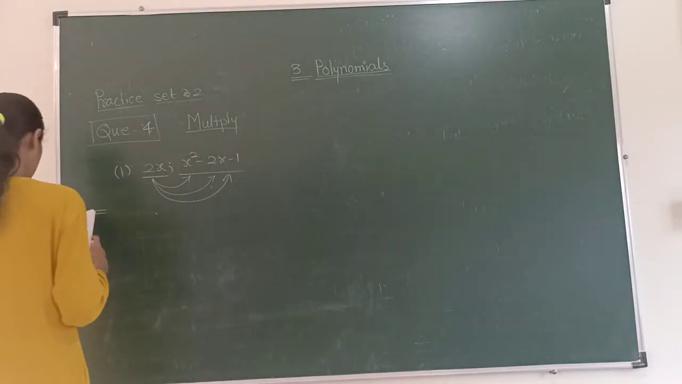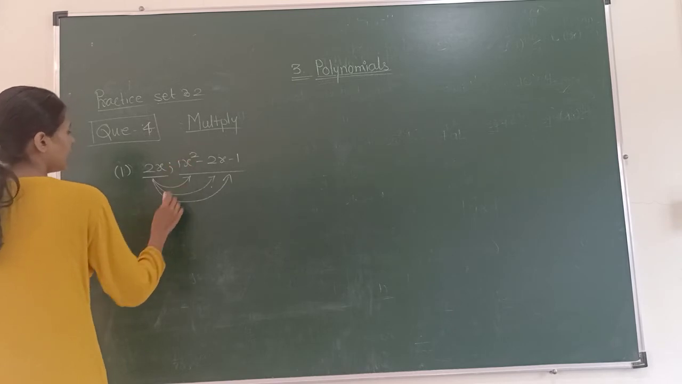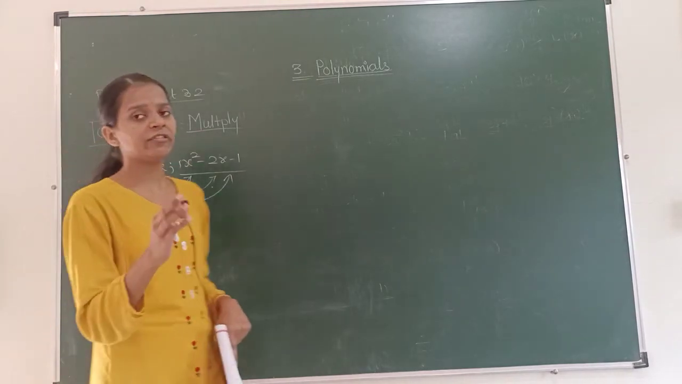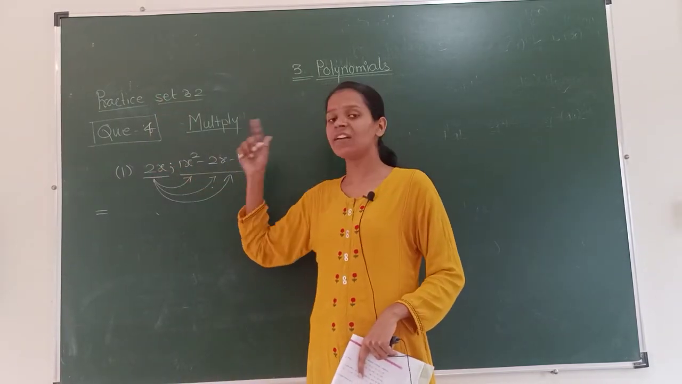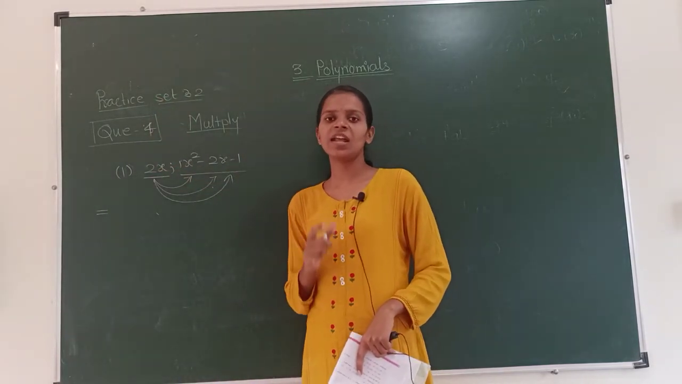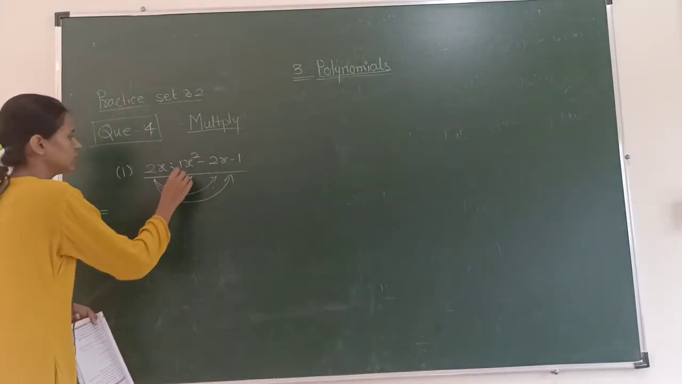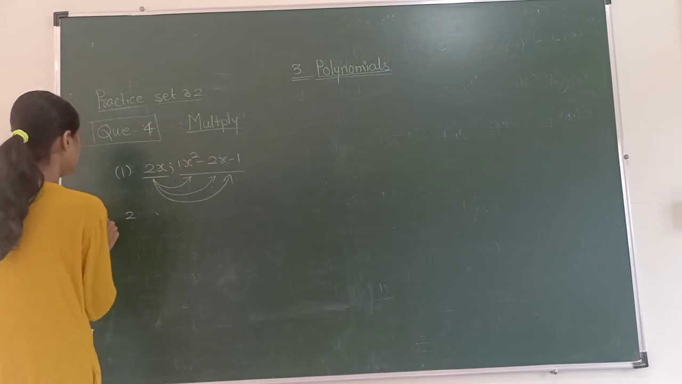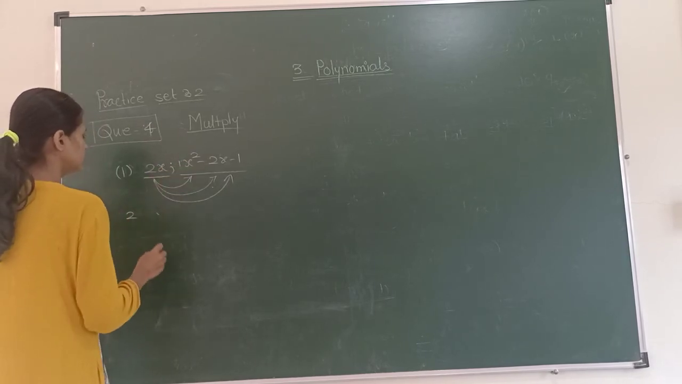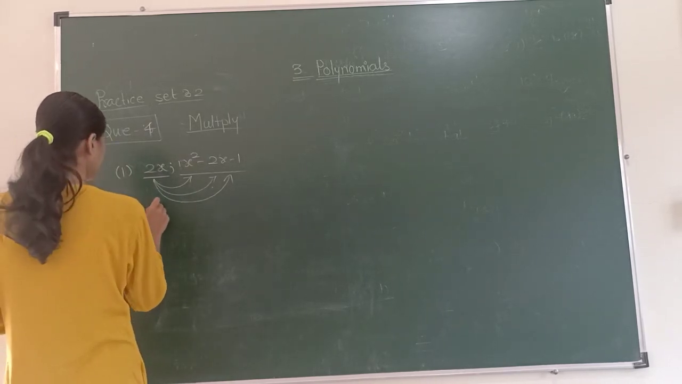So 2x into x square. And remember the rule, if we are multiplying polynomials, then we multiply just the coefficients. We are multiplying the coefficients only. Keep the rule in your mind. Here the coefficient is 1, so 2 ones are 2. This x into x square is x raised to 3, since 2 plus 1 is 3.